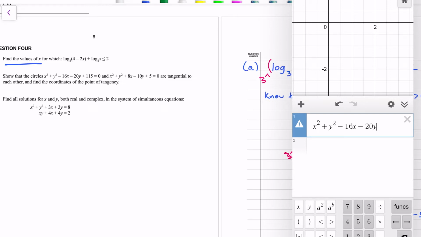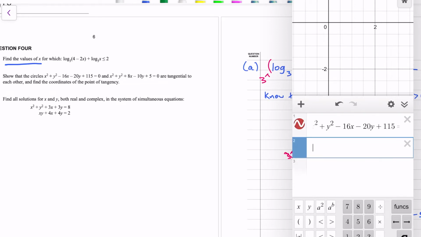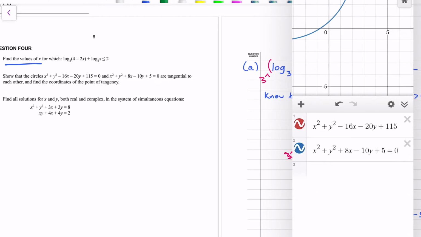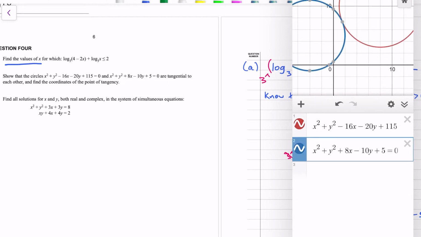I should have prepared this earlier. One circle. Okay, the other one, zoom out. Oh, yep, they are tangential to each other. We can find the point of intersection, 1.538, 7.308. Turns out they're fractions.